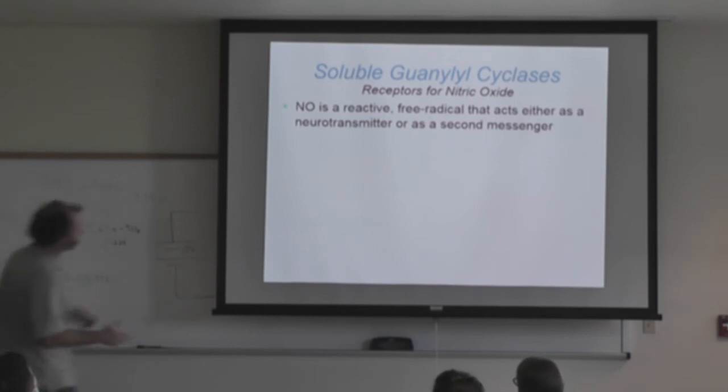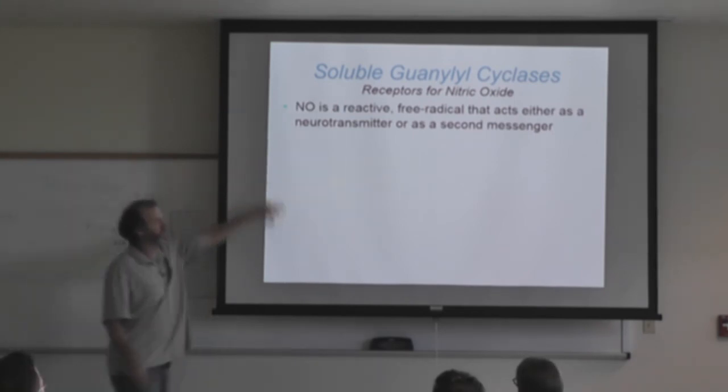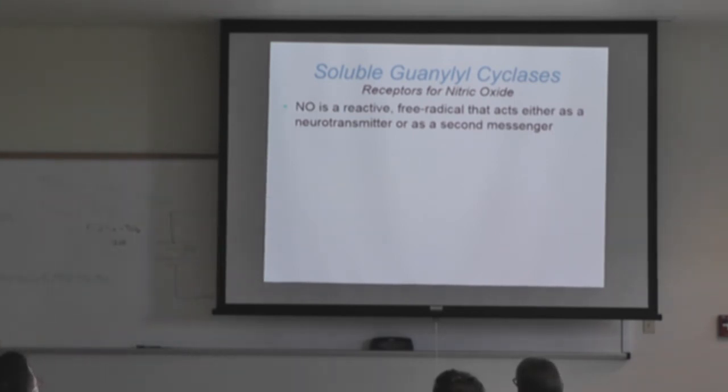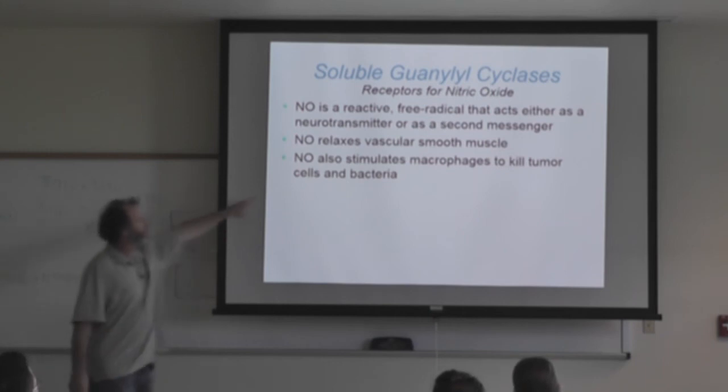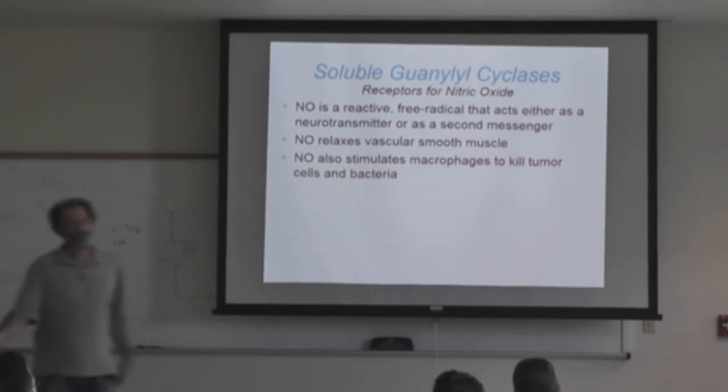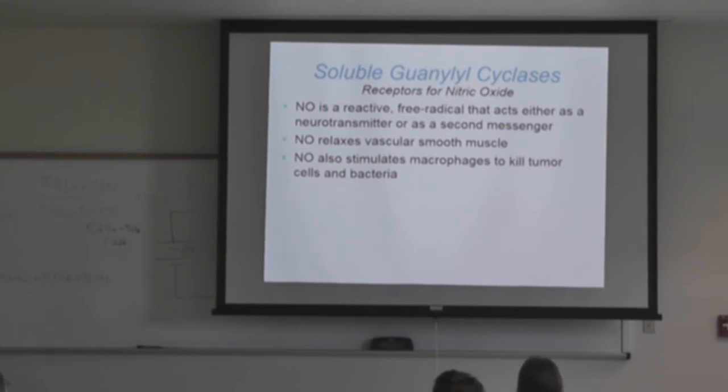So it's a free radical that acts as a neurotransmitter and a second messenger, and it relaxes smooth muscle. It also stimulates macrophages to kill tumor cells and bacteria. Have you learned that in immuno yet? Yeah, but he didn't have a lot to say about it. But it's a soluble receptor.